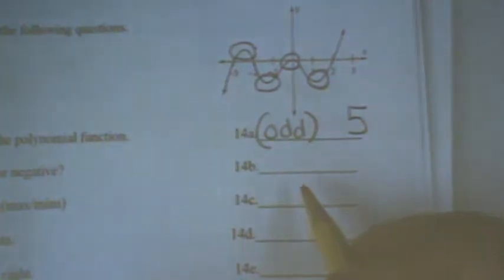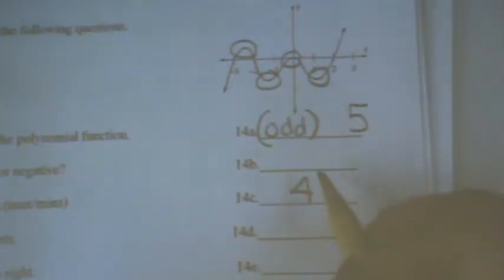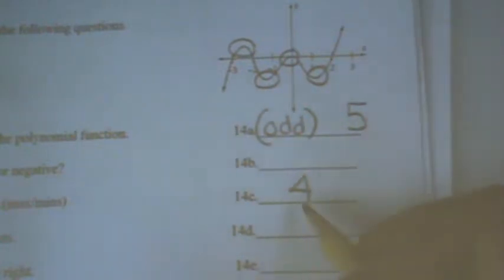What's the least degree this could be? Why 5? Because we have 1, 2, 3, 4 max and mins. So you go 1 degree higher, so it's 5. And that was the next question, or actually that was C: if there's 4 max and mins, the degree is 1 higher. If that's a 5, the max and mins is 1 less. So you can go either way with that.